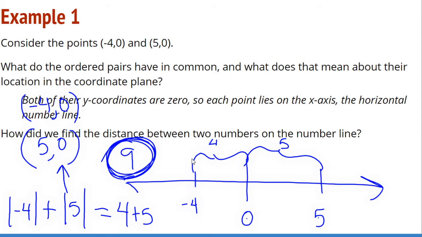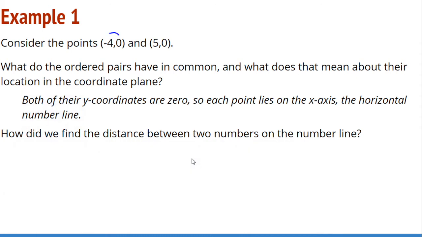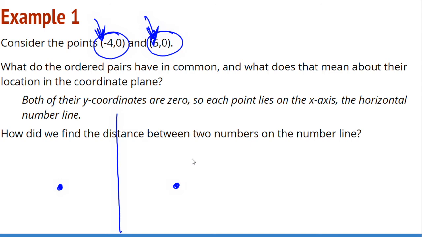Now something that's important that I would like to point out here. These 2 points, this -4 and this 5, are on opposite sides of the y-axis. How do I know they're on opposite sides of the y-axis? Because one is negative and one is positive. So I have 2 points that are on opposite sides of the y-axis. I can take the absolute values and add them together to find the distance. Count from -4 and get to 0, and count on to get to the other number.